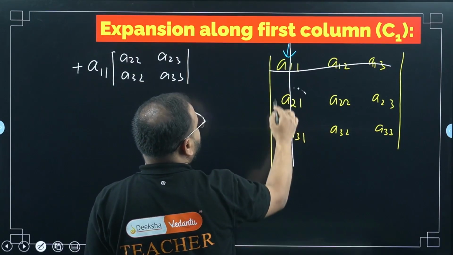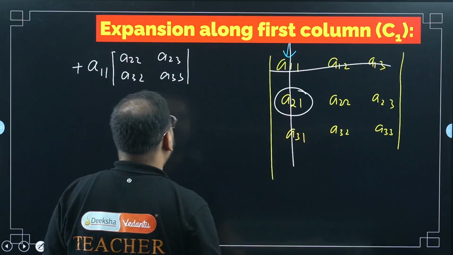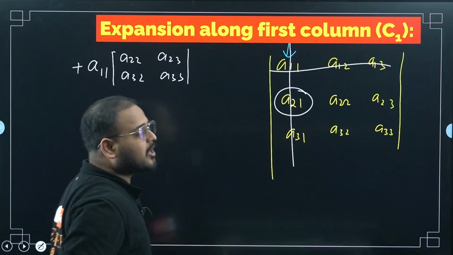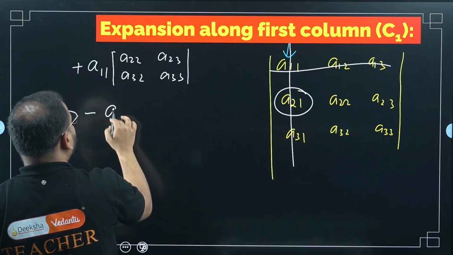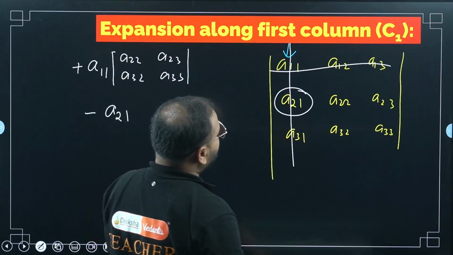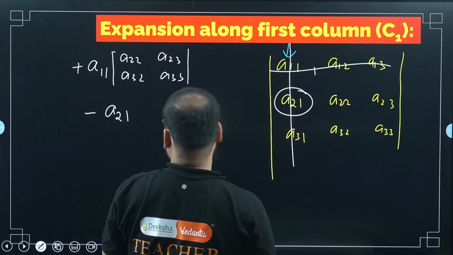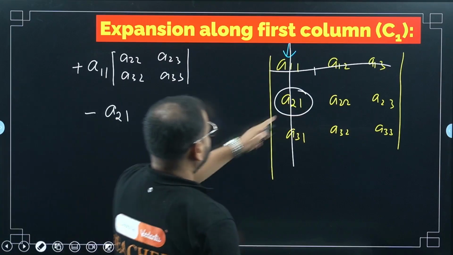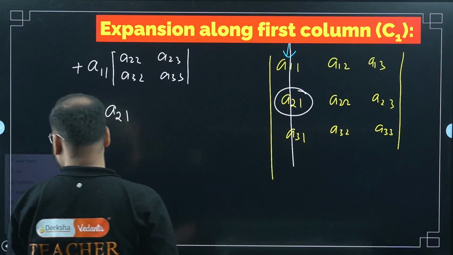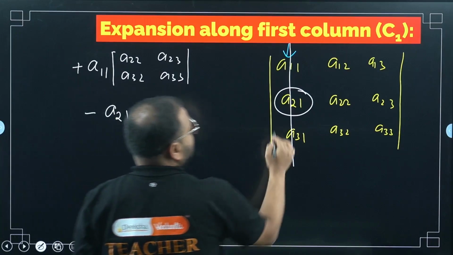Next, I'll consider this element. For column 1, second element is A21. So A21 is what? 2 plus 1 is odd, so it will become minus sign. So minus A21. In this case, we will have this row to be cancelled. Check here, please. This row is cancelled now.